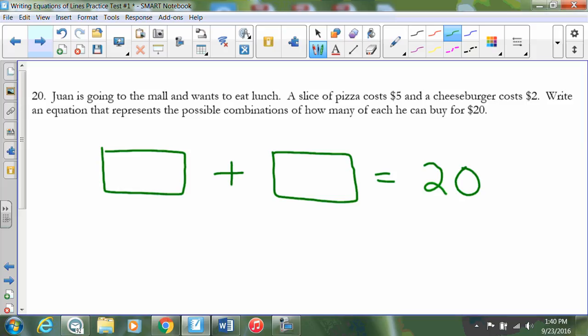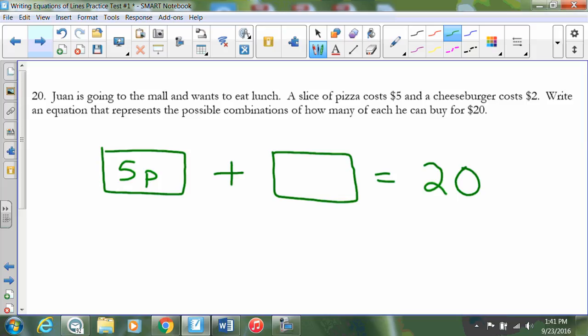So here we go. A slice of pizza costs $5. So 2 slices would cost $10. 3 slices, $15. That's right. We figured that out because no matter how many pizzas we order, we're going to multiply 5 times how many slices of pizza we order. Now you could use 5x. I'm just using 5p because why not?